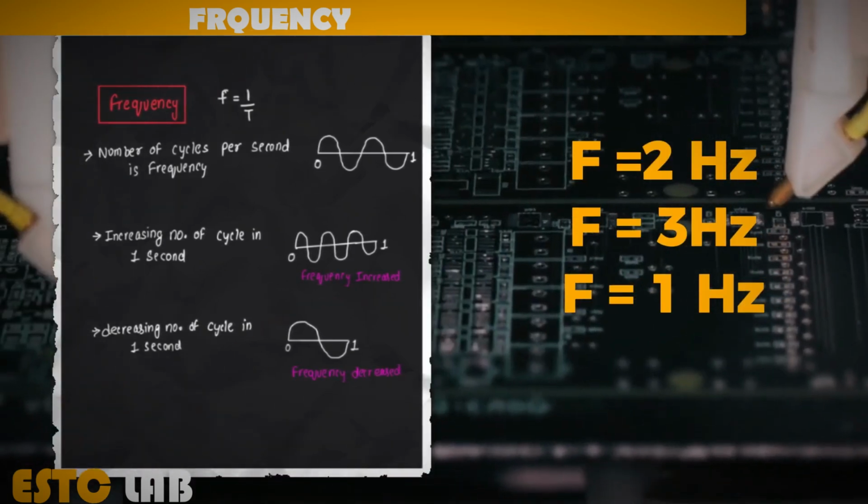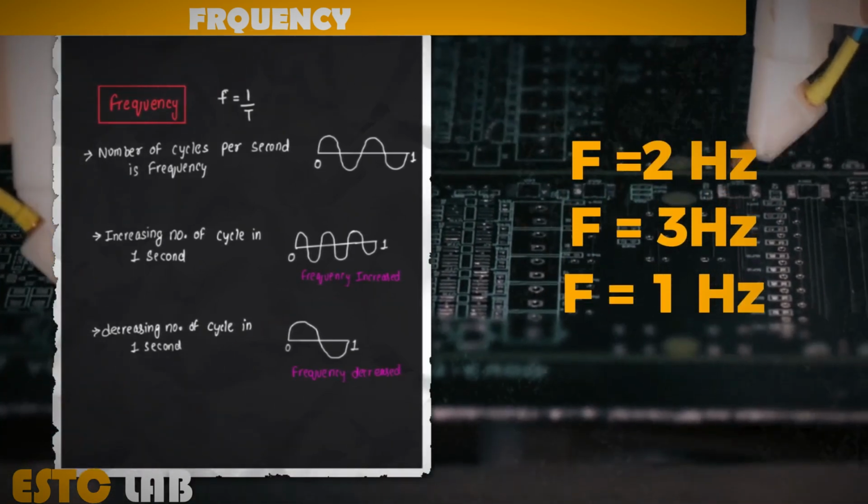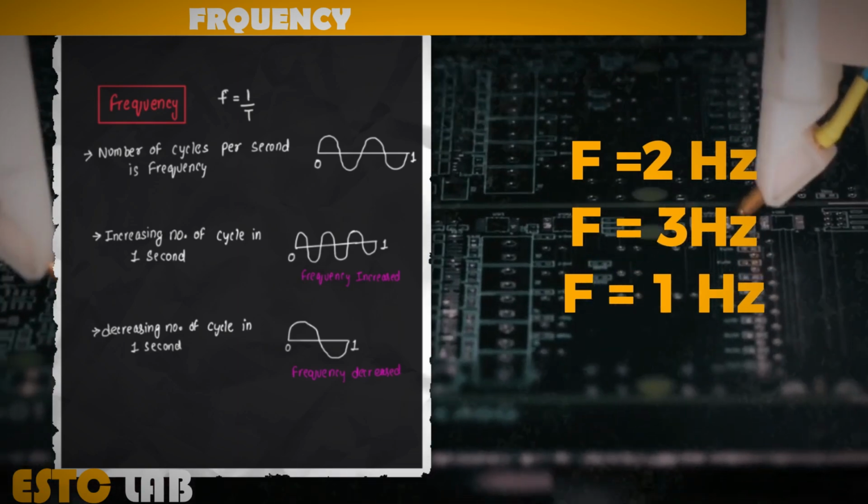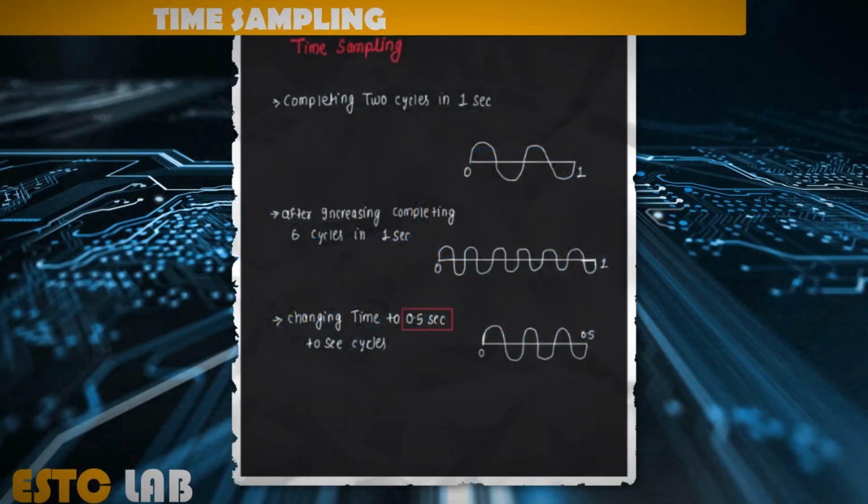So for the first, the frequency is 2 Hz. For the second, the frequency is 3 Hz. And for the last, the frequency is 1 Hz. So now we talk about time sampling.